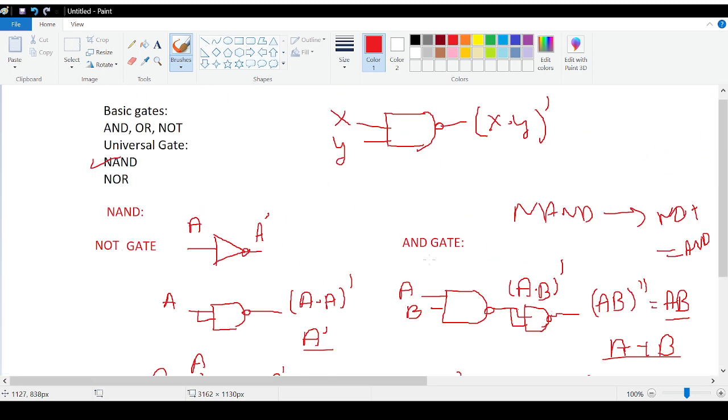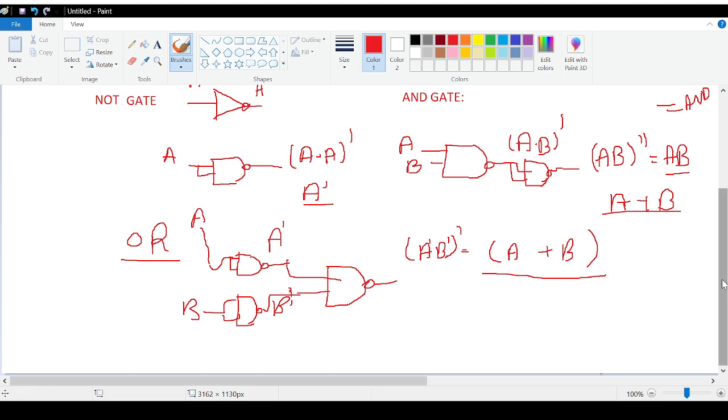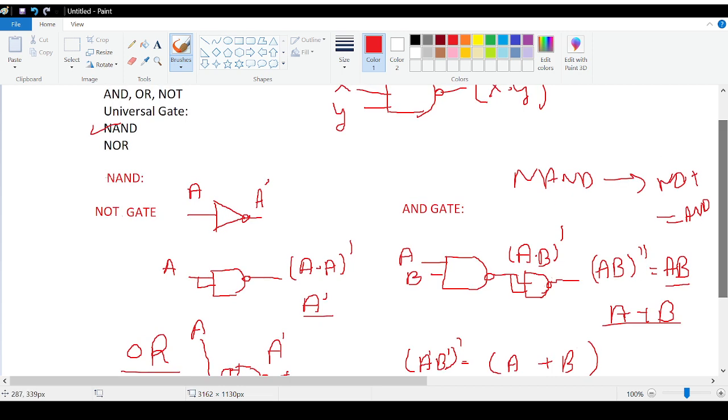So is this clear how we constructed OR gate, AND gate, as well as NOT gate, the three basic gates, using only NAND gate? Is this clear? Yes, miss.